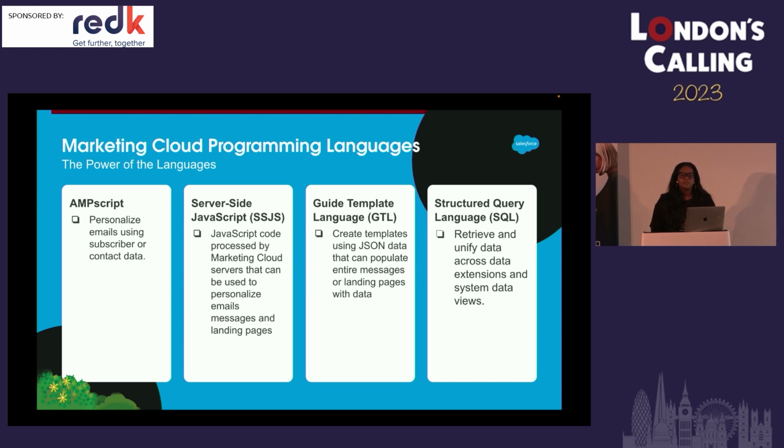AMPscript is mostly used to personalize your emails and used sometimes with your cloud pages. SSJS, I would say, is mostly used with cloud pages, with your client-side JavaScript, and then using this for your server-side. And then Guide Template Language previously was mostly used with REST API integrations for parsing the JSON into email templates or landing pages. And then Structured Query Language is for querying: you can query data extensions, you can query lists, or you can query system tables.